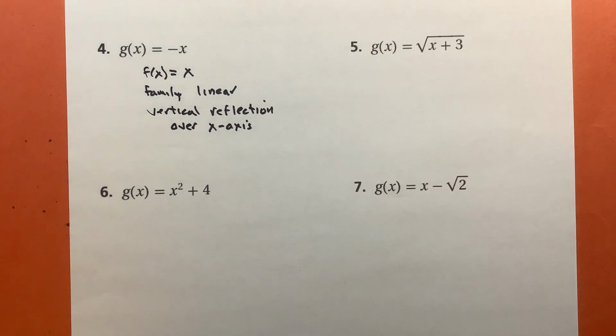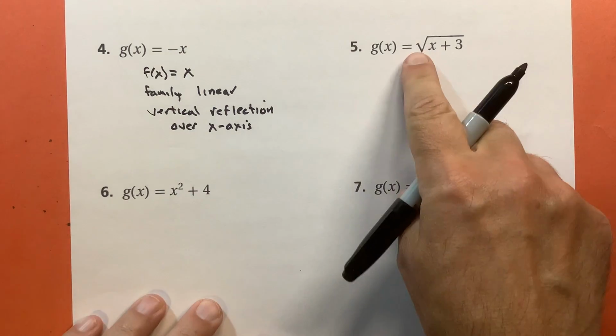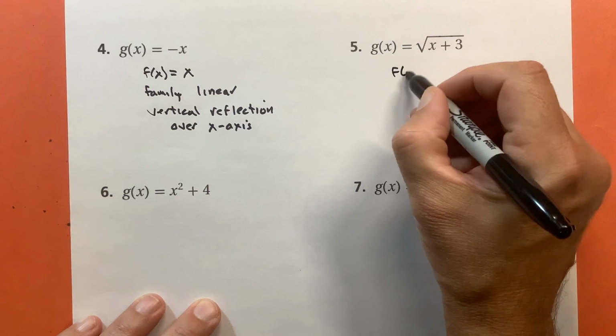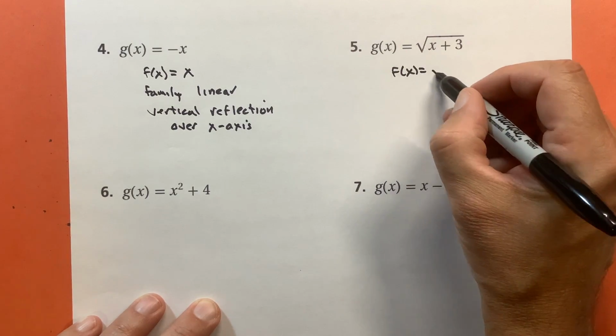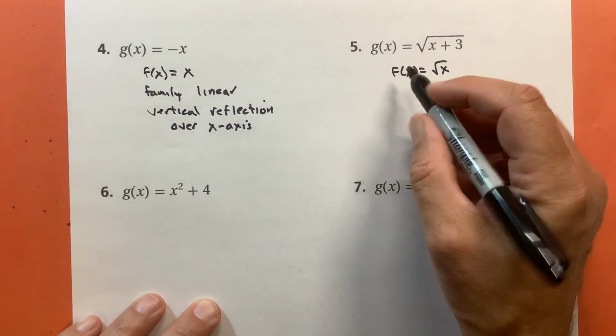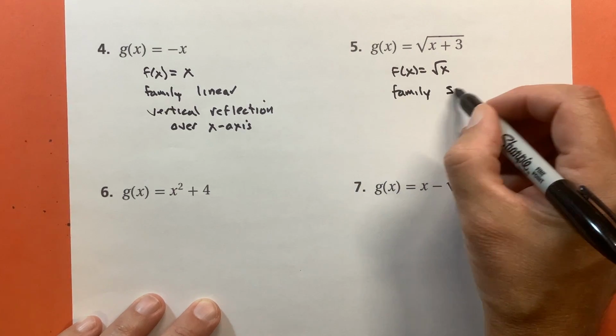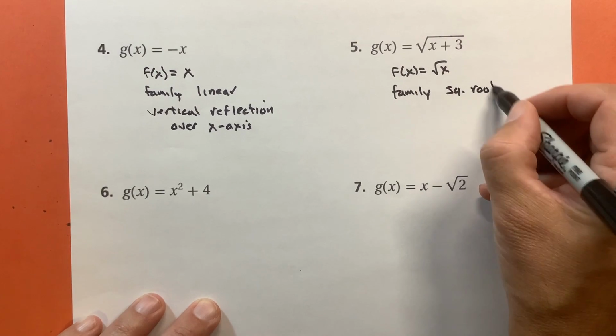Let's talk about number 5. So I think the square root is probably going to give it away. The parent function is f of x equals square root of x. And the family is our old friend, the square root family.